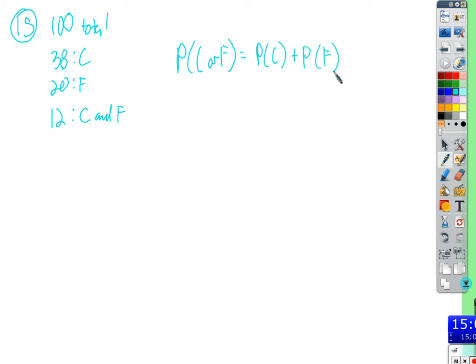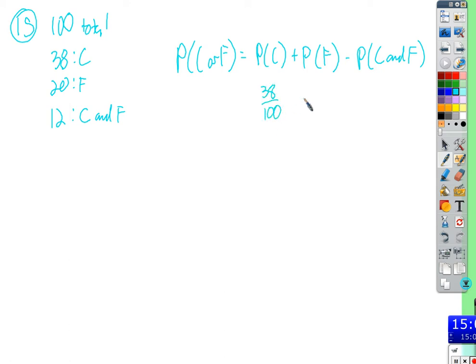But if we just add these two, we have some overlap perhaps. If there are people here in calculus that are also in French, that means that there are people in French who are also in calculus and we count them twice. Minus 12. So we want to take away the probability that a person is in both. So probability that they're in calculus will be 38 out of 100.